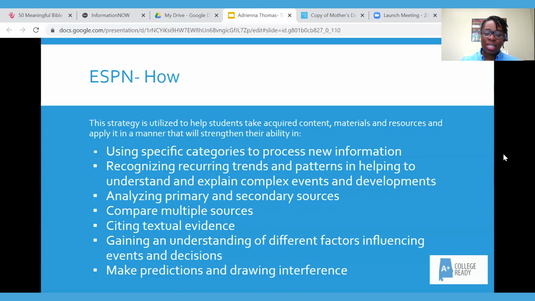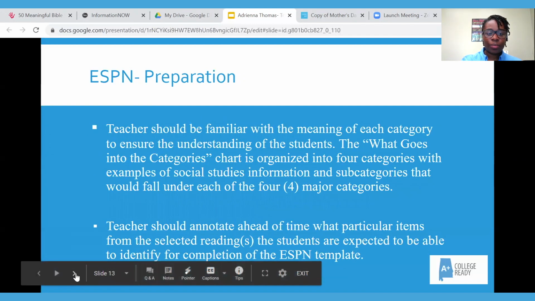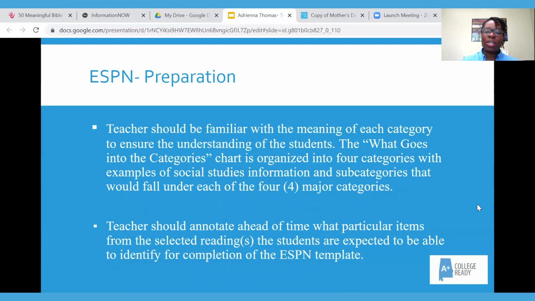This is the how-to of ESPN. How do I prepare? I understand what it is. I understand how it helps. How, as an educator, do you prepare for ESPN? The teacher should first become familiar with each category, which goes to ensuring the understanding of the students. What categories are you talking about? These categories are on the "what goes into each category" chart, and it is categorized into 4 categories, with examples of social studies information and subcategories that fall under the 4 major categories.